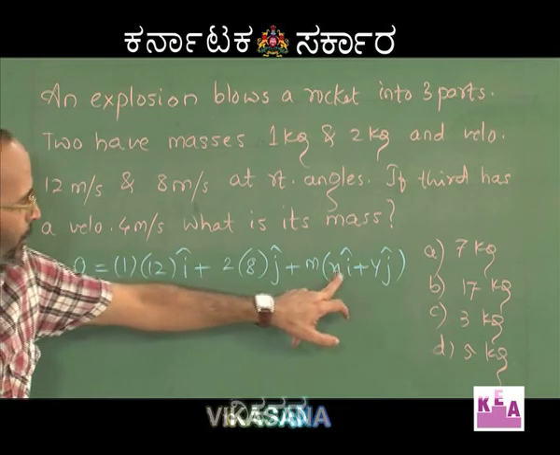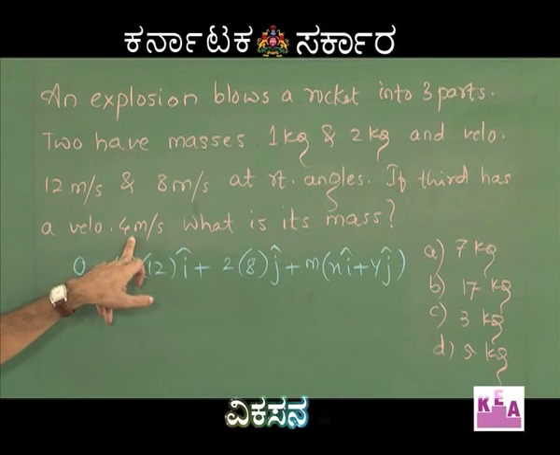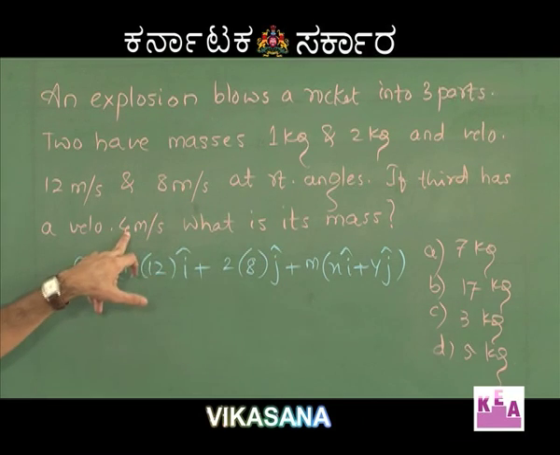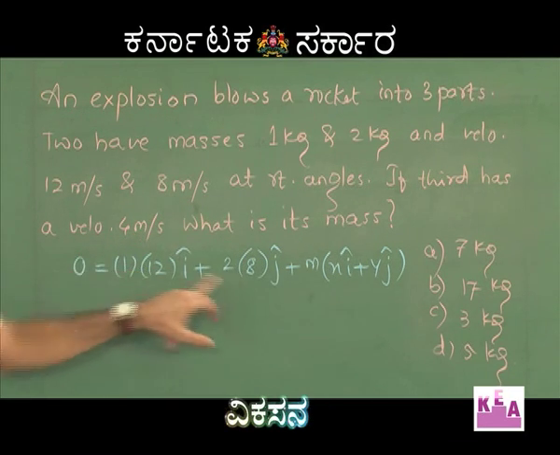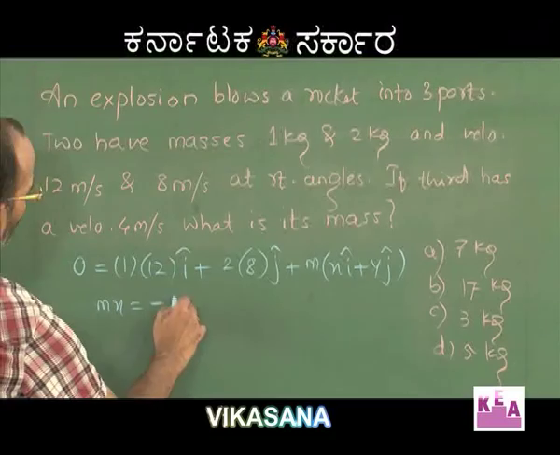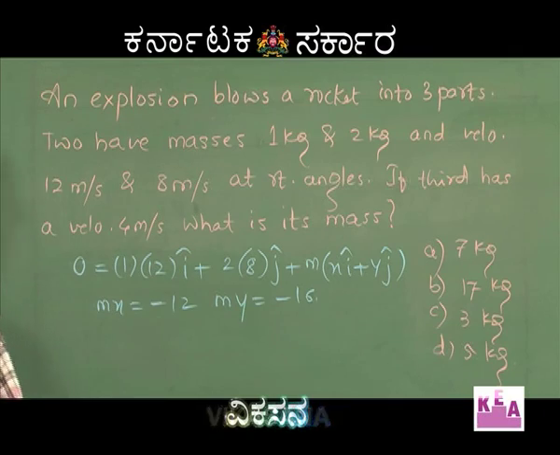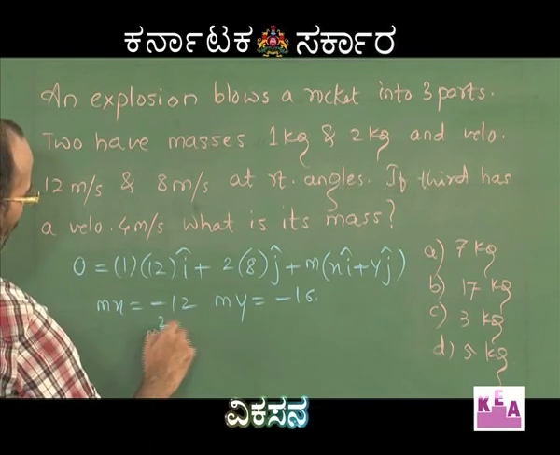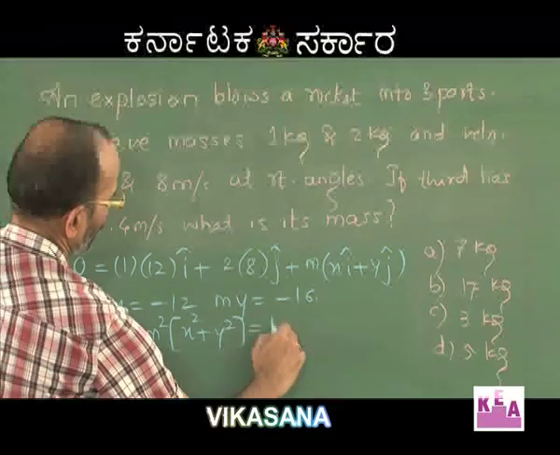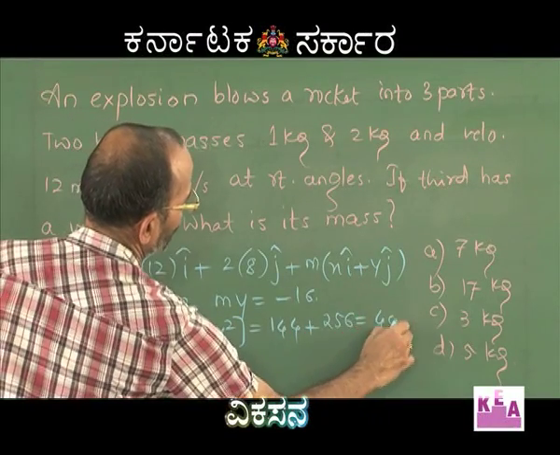Did you follow this? x i cap plus y j cap is how I have written the velocity of 4 meters per second, because I want the total momentum to be 0. So unless the third particle has got a velocity in both the directions, the net momentum cannot become 0. Okay, so now if you simplify this, you get mx equal to minus 12 and my equal to minus 16. So if you square them and add them, you get m square into (x square plus y square) as 12 square, which is 144, plus 16 square, which is 256, which makes it 400.